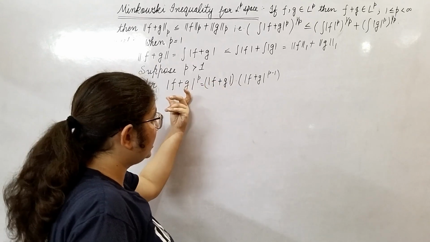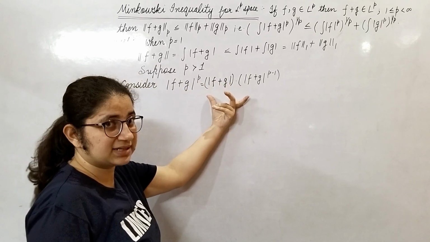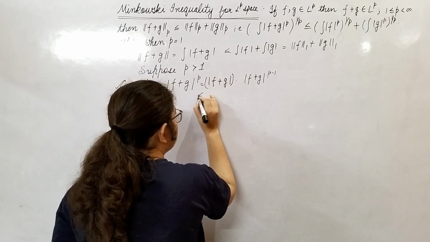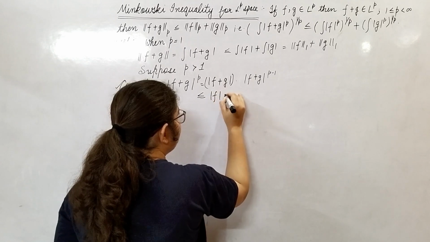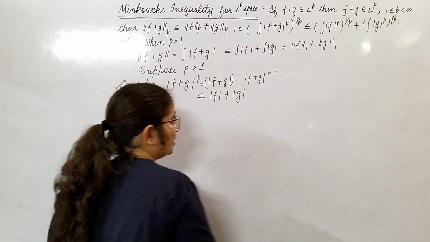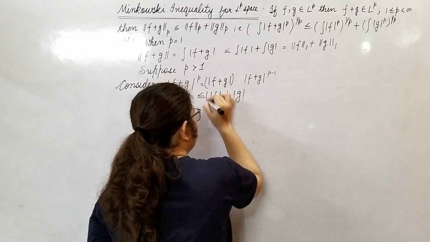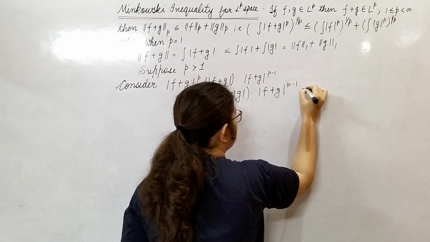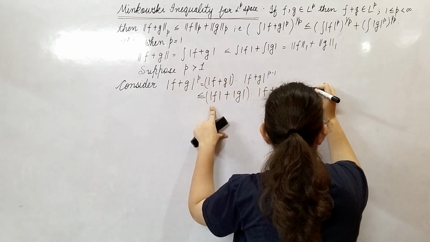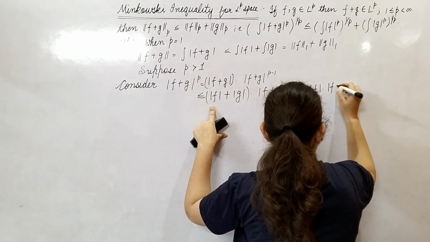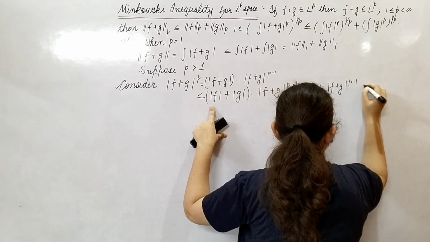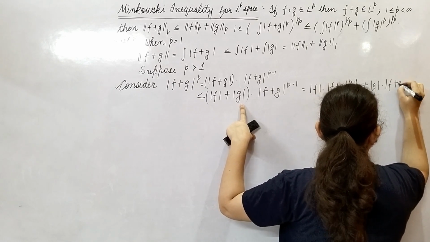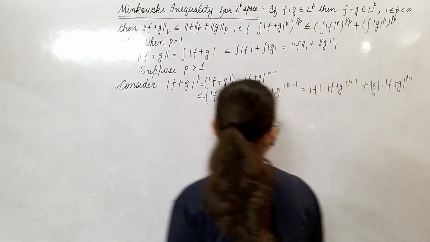What I did is, I reduced one power and wrote these two in product form. And now what I will do is, this is less than or equal to mod of F plus mod of G, right, into F plus G raised to the power P minus 1. Multiplying these, what you will get? Mod of F into F plus G raised to the power P minus 1, plus mod of G into F plus G raised to the power P minus 1.